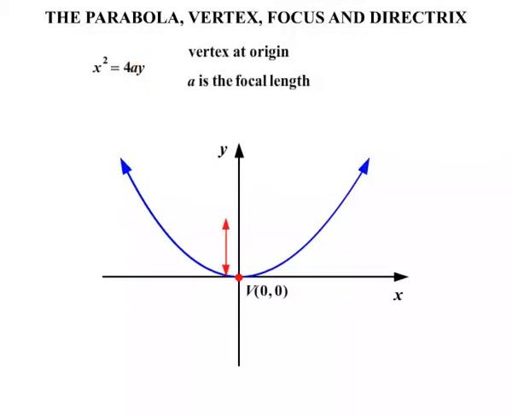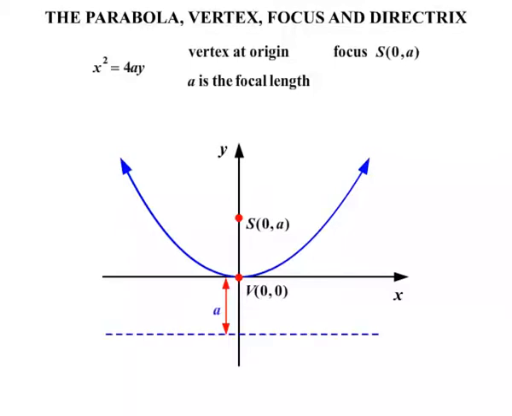So from the vertex, if we go up a distance a, we get to a point which is called the focus, S (0, a). S for focus for some reason, but the coordinates are (0, a). The other thing, if we go down from the vertex a distance of a, we come across a line, and that line would be y equals minus a, and that is known as the directrix.